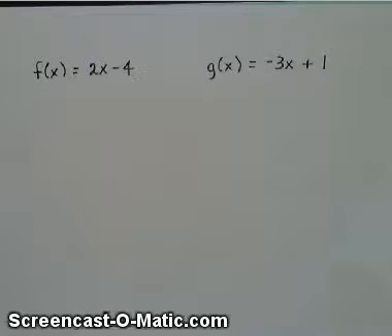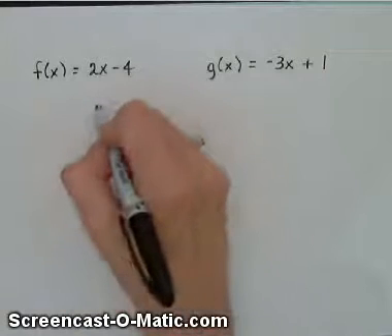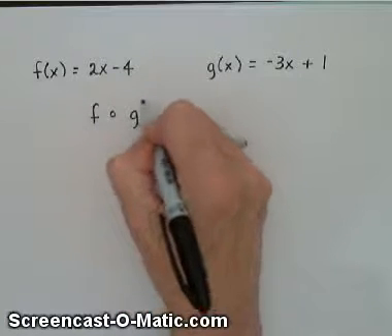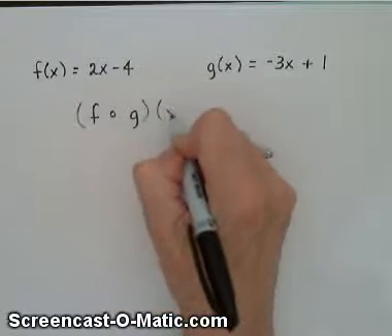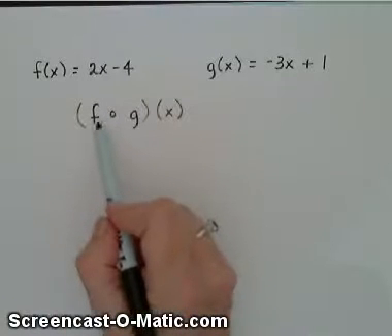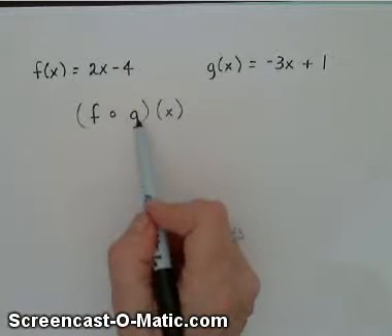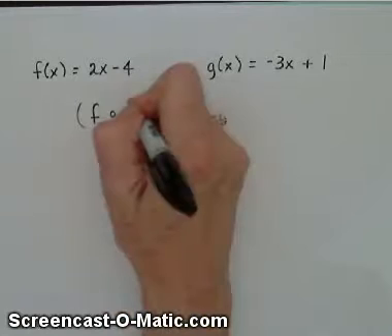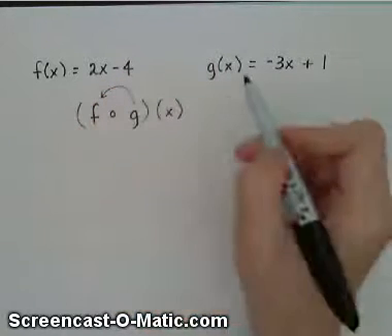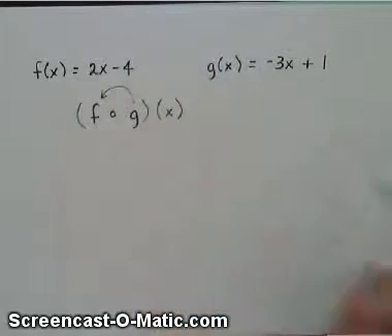All right, so what we want to do is talk about what it is to compose functions, and this is the symbol f composite g of x. It kind of looks like the word fog. This means f composite g. Now what that means is you're going to put g into the f function.